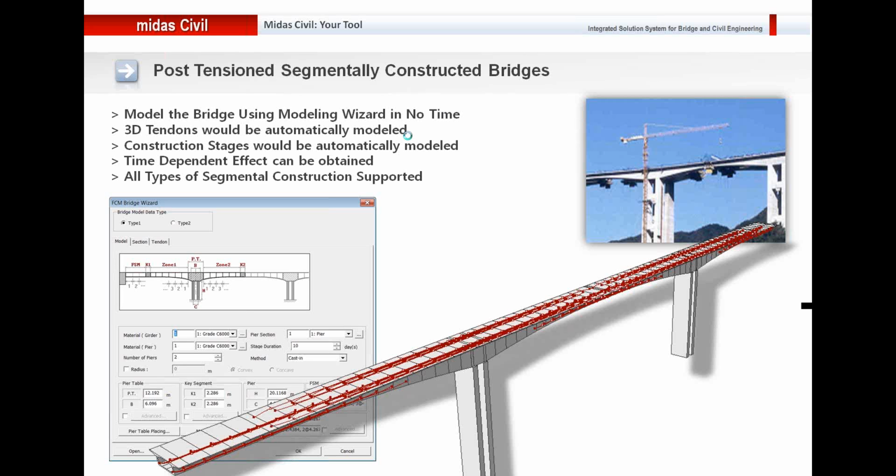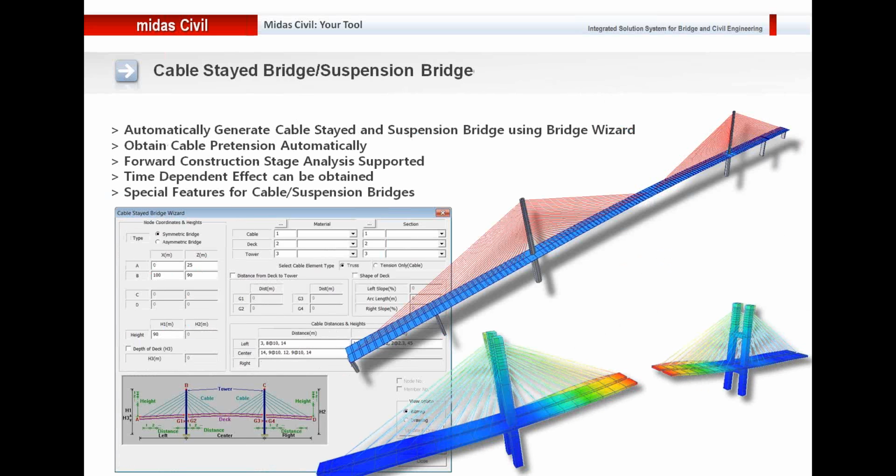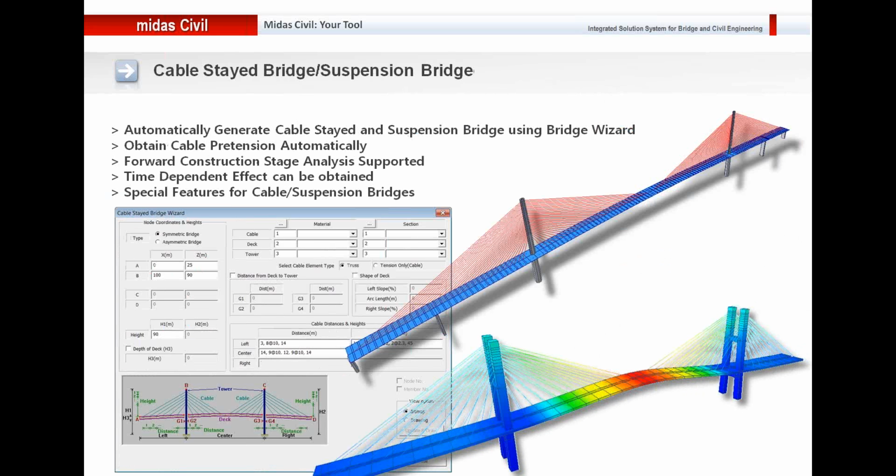Now let's talk about the high-end bridges. And when we talk about high-end bridges, we talk about the cable bridges such as cable stayed bridges or suspension bridges. In Midas Civil, again, we have certain features that you can choose to perform analysis on these type of bridges. You can perform geometric nonlinear analysis on cable bridges. Midas Civil can automatically generate what is the cable pretension in the cables as per different stages, and the most important of them is you can perform forward construction stage analysis in these bridges in Midas Civil, and you can take into account the time dependent effect.